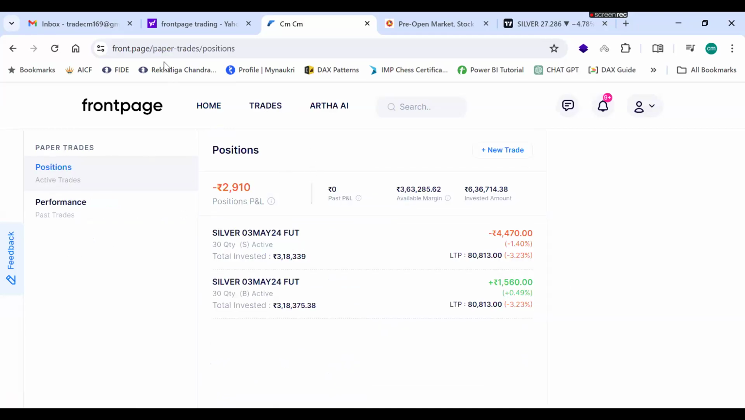If anyone wants to try, this is the front page. The paper trade will be there. Only a mobile number will be asked. They'll give the money also in this. We can trade for practice purposes. 10 lakhs rupees will be given. If anyone wants, we can try, but don't try with real money. This is only paper trade.